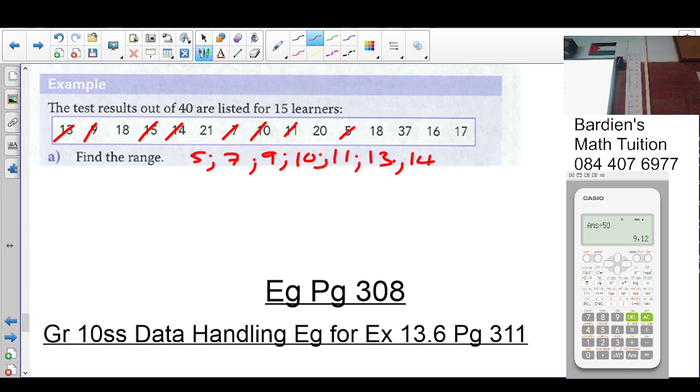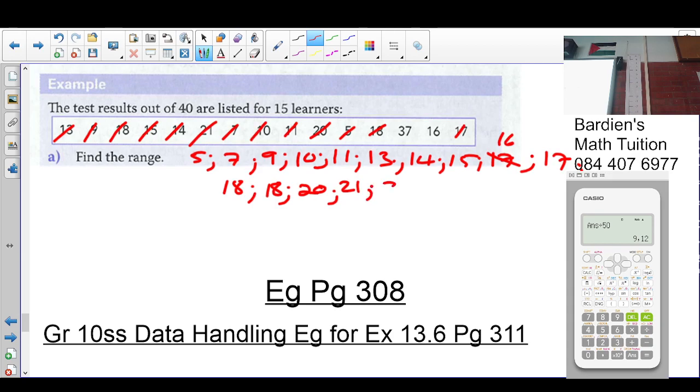14, 15, 16, 17, 18, 20, 21. There are two 16s. Let's count: 1, 2, 3, 4, 5, 6, 7, 8, 9, 10, 11, 12, 13, 14, 15, 16. Yes, I've accounted for all of them.